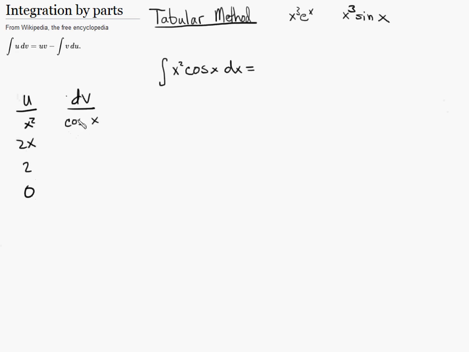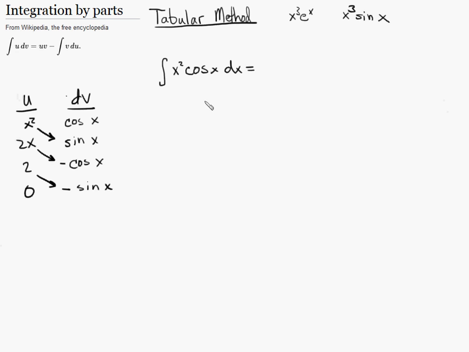Alright, and then if we integrate cosine, so we have sine x, and we take the derivative of this one, we get negative cosine x and negative sine x. And then we make our formula like this. Okay, and we write it down here.